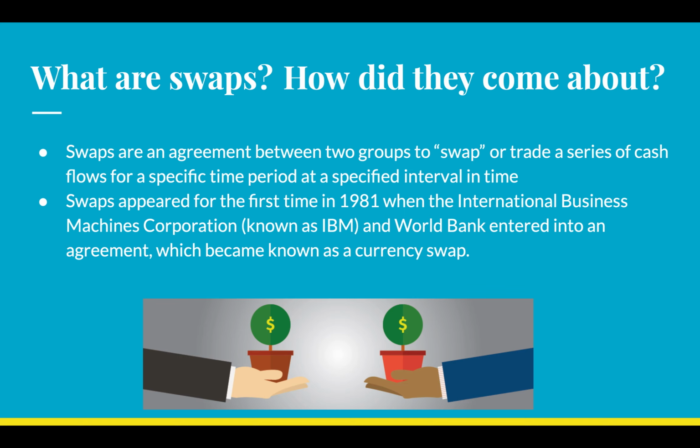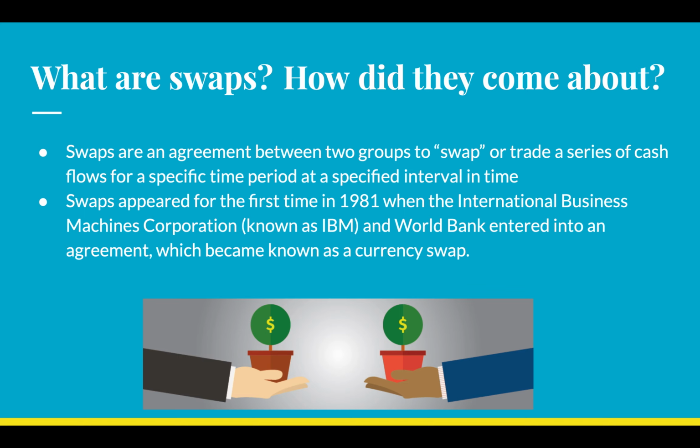Before we dive into currency swaps, I wanted to be sure that everyone knew what a general swap was. The definition of a swap is an agreement between two groups or counterparties to swap or trade a series of cash flows for a specific time period at a specified interval in time.